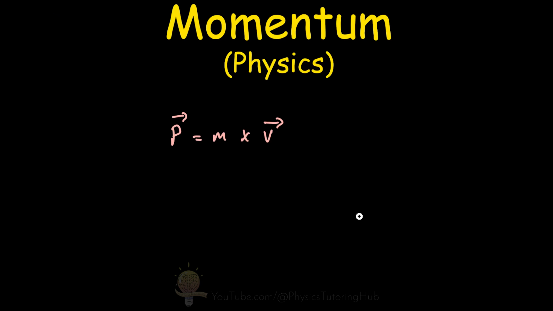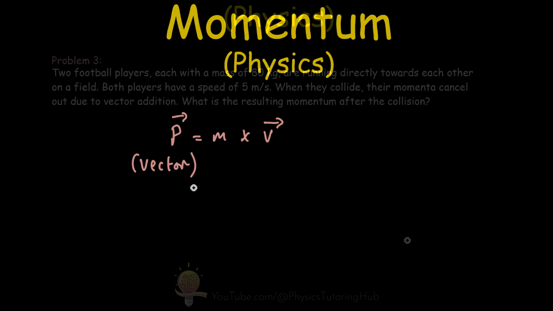So another thing I need to mention about momentum is that it's a vector quantity. And this is why I'm putting arrows above the momentum here, and also the velocity, because the velocity is also a vector quantity. So this means that the momentum not only has a magnitude, a size, but it also has a direction. And this direction is the same as the velocity. So let's explain this more clearly with an example.